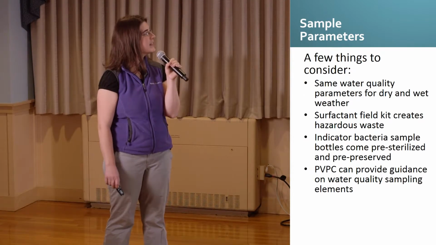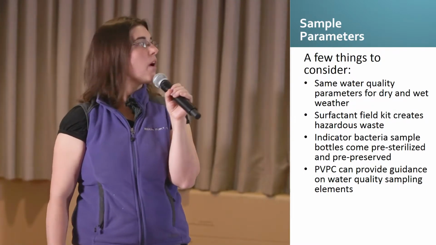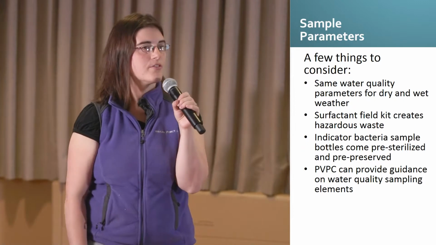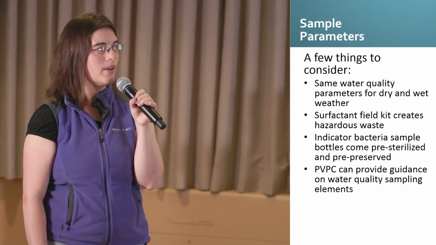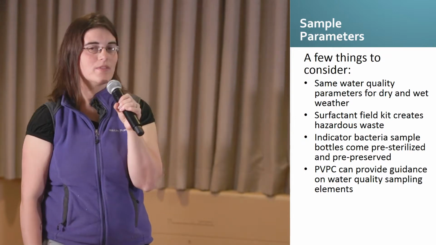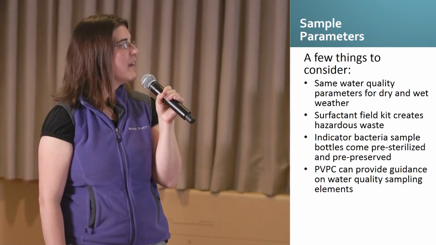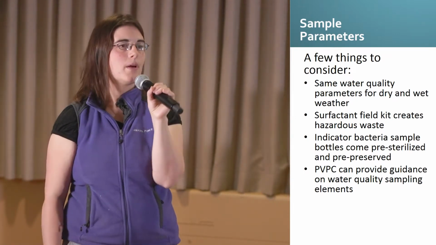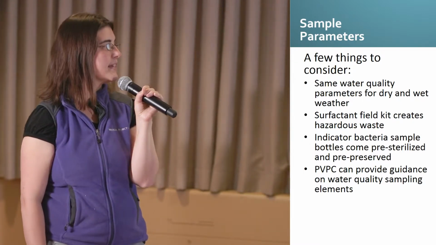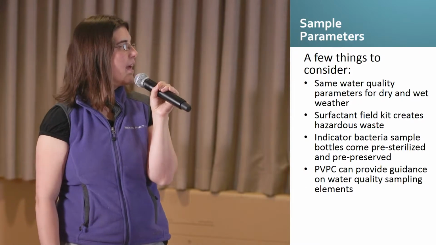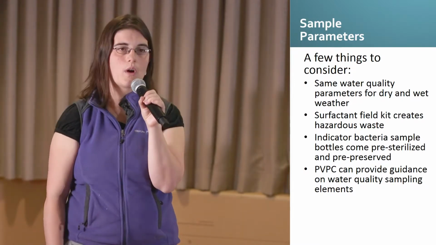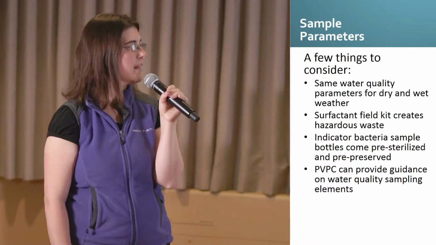So a few things to consider. You have the same water quality parameters for dry and wet weather sampling. The surfactants field kit creates a hazardous waste, so you need to dispose of that properly. And then indicator bacteria sample bottles, they come pre-filled with a preservative and they're pre-sterilized. And the PVPC can provide some additional guidance on water quality sampling elements.